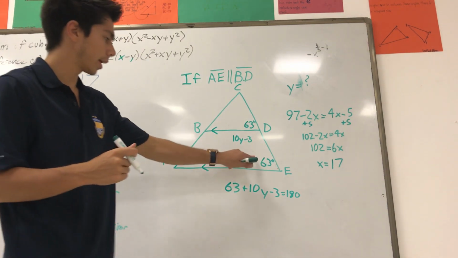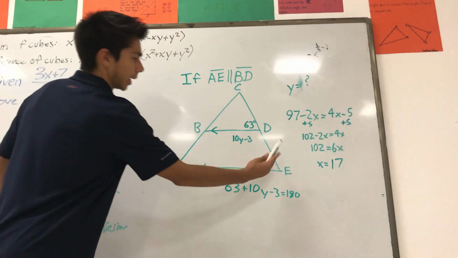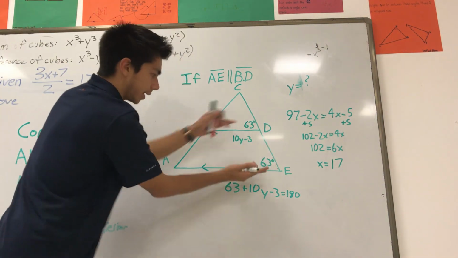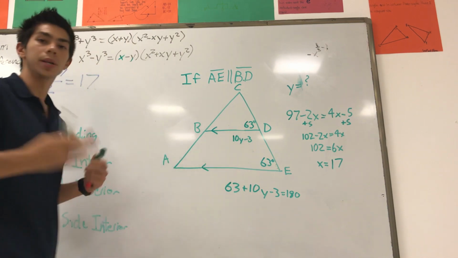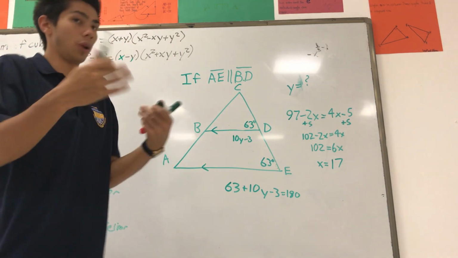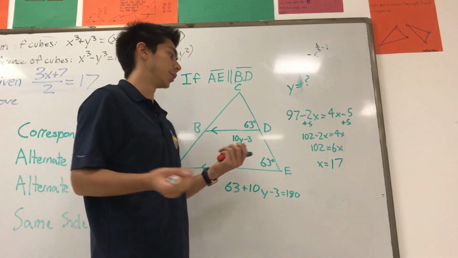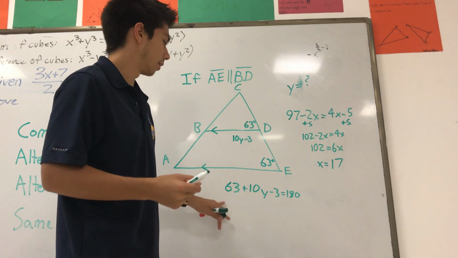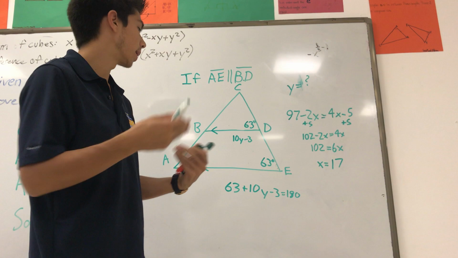But I also see there's this angle here. These are on the same side and interior to the parallel lines, so these are same side interior angles. Same side interior angles also add up to 180, so we would end up writing the exact same equation. That's a good sign, because it means we are on the right track and we can finish this off by solving for y.